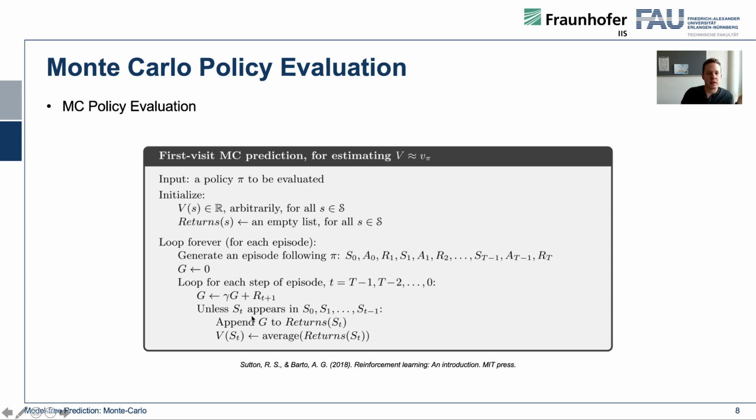And then you consider the state that you are now in. If this state has actually been seen earlier in the episode, then you just go to the next state. Or if it's not the case, you append the return of this state to the returns of this state that you have seen also in other episodes. And if you did this, you added a new return to the returns list of the state. You then update the value of this state by taking the average over all the returns that you have seen for the state.